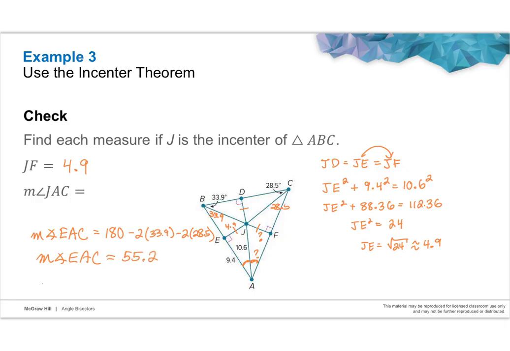And so our measure of angle JAC, as we know, since it's an angle bisector, is going to be half of that. And so that comes out to be 27.6 degrees.